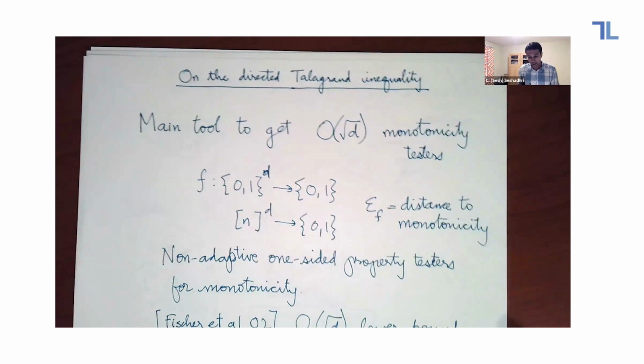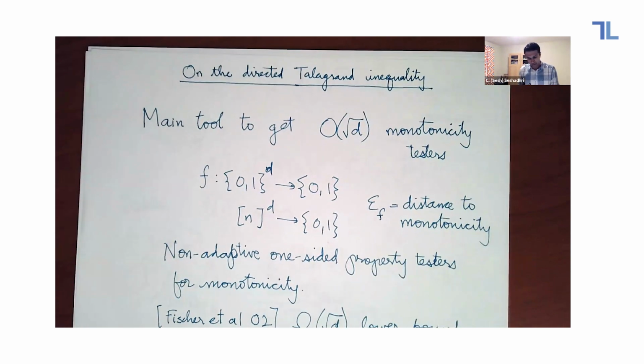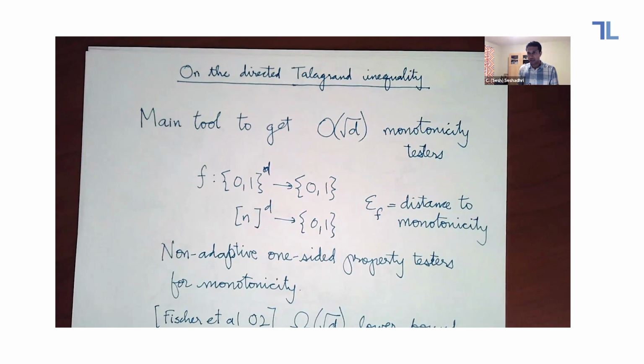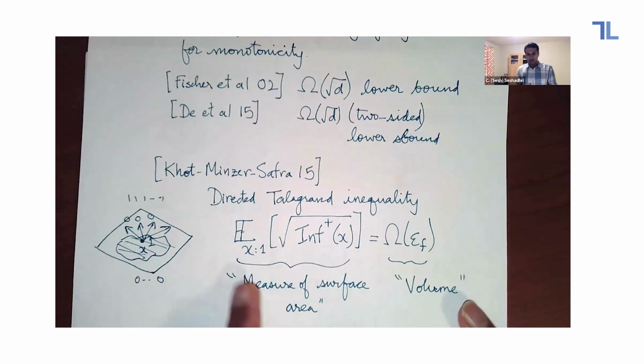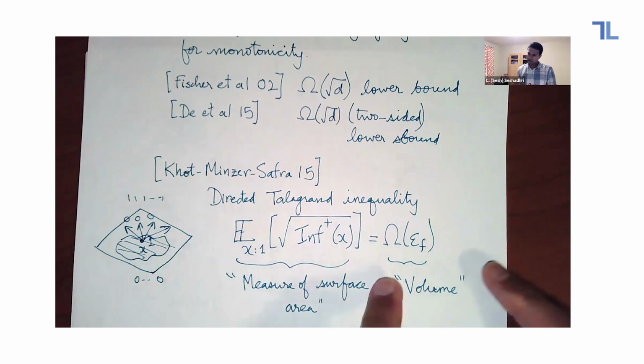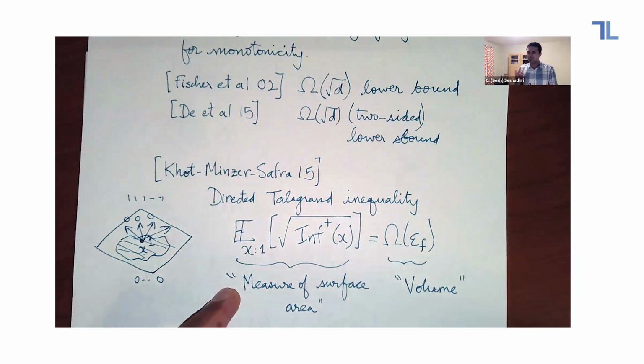Just to remind you, the directed Talagrand inequality is the main tool to get these O of root d monotonicity testers. And the result, as proven by Chakrabarty-Seshadhri and Khot-Minzer-Safra, is this directed Talagrand inequality. It's an isoperimetric inequality where you have some notion of directed volume and some notion of directed surface area, and you say surface area is at least volume. And this is a surprise: the volume is the distance to monotonicity. It seems like a bizarre notion for a directed volume. The measure of surface area is also bizarre in its own sense.